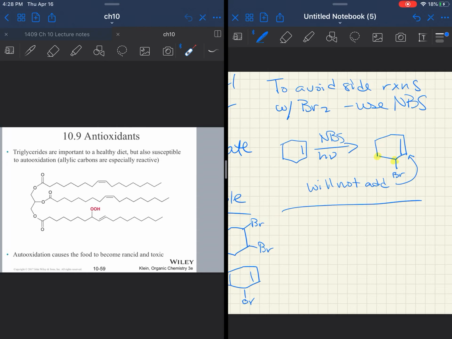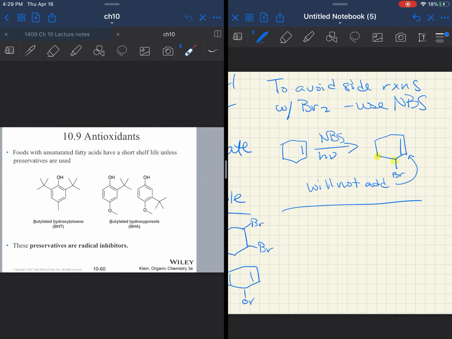They can also be a problem in aging. Things like triglycerides can auto-oxidize. And when I say aging, I'm talking about the aging of things like food. That pesky aging avocado situation. It's because O2 is reacting with the fats, and you're getting these little changes in the chemical structure, and that's what's going to cause food to become rancid and toxic.